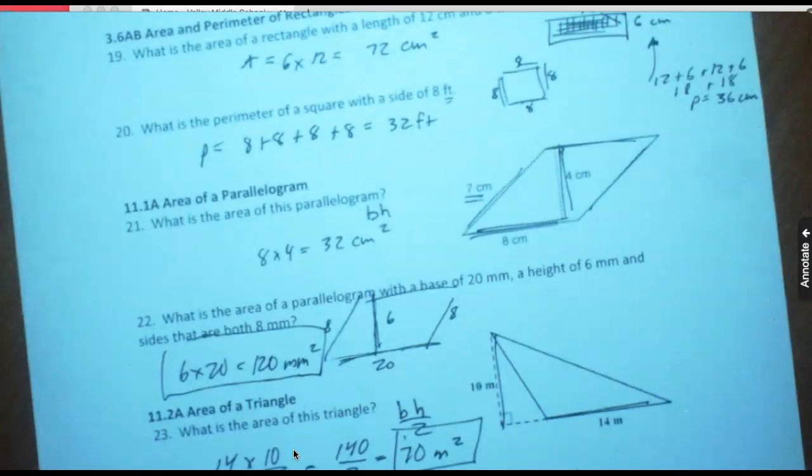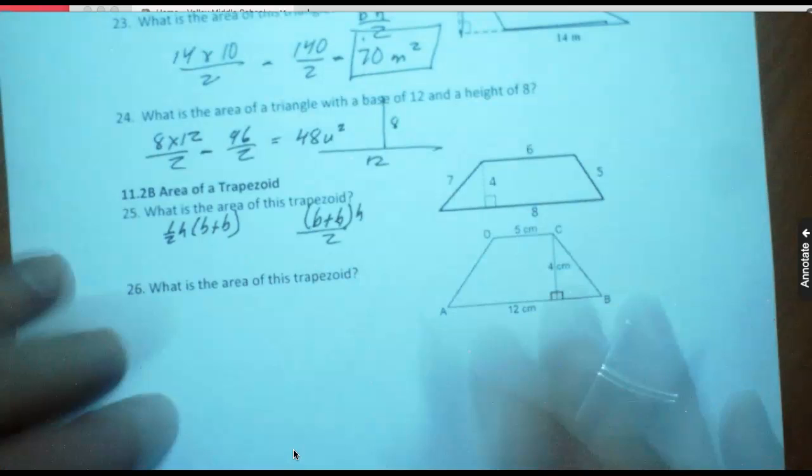The area of this trapezoid. Okay, well, the area of a trapezoid uses this formula, 1/2 height times the base plus the base. I like this formula better. Base plus base times the height, and then I divide everything by 2. It's easier to put into the calculator. So I'm going to do it that way if you don't mind.